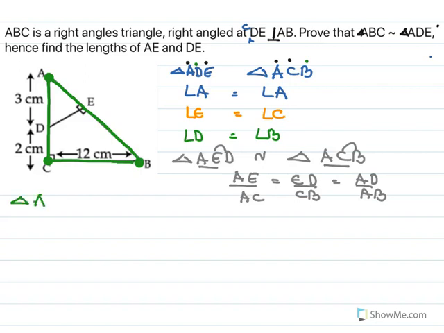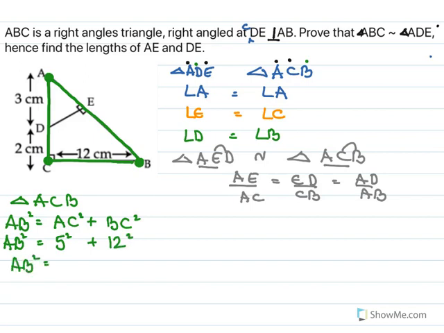So in triangle ACB, AB square equal to AC square plus BC square. So this is AB square. AC square is 3 plus 2, 5 square. BC square is given as 12 square. So AB square is 25 plus 144. AB square equal to 169. So AB equal to 13. So this comes now 13.